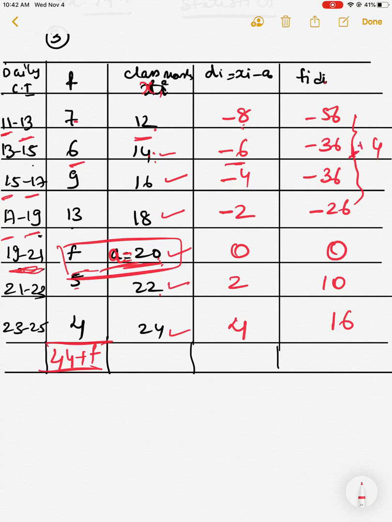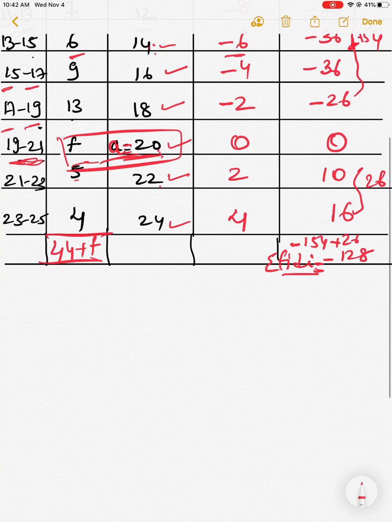Minus 154. Okay, 6, 12, 12 plus 6, 18, 24. 7, 10, 15, minus 154. Here if you add up, this is 26. So minus 154 plus 26. So we will get minus 128 as sigma fi di. Okay, here sigma fi di. Now we have to find the missing frequency.